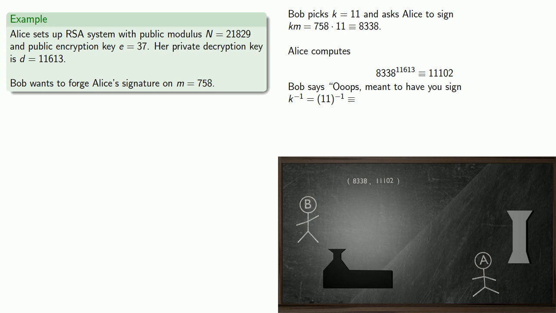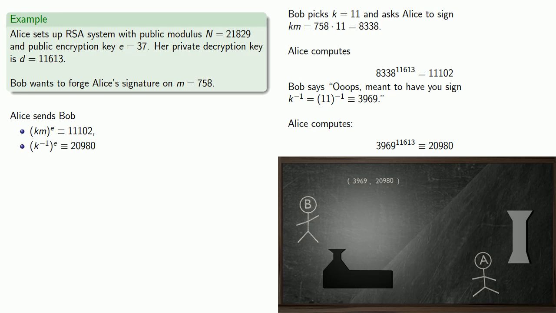A little while later, Bob says, "Oops, I meant you to sign this document instead, K inverse, that's 11 inverse, which works out to be 3969." Alice sighs and says, "Bob, get your numbers right." And she computes 3969 to the power 11613, getting 20980. And so now Alice has sent to Bob KM to the power E, 11102, and K inverse to the power E, 20980.